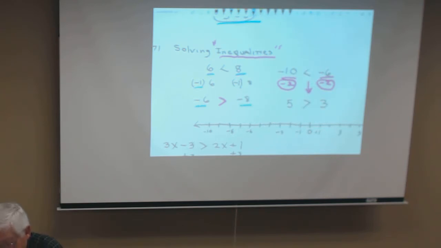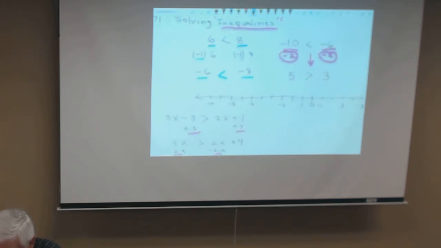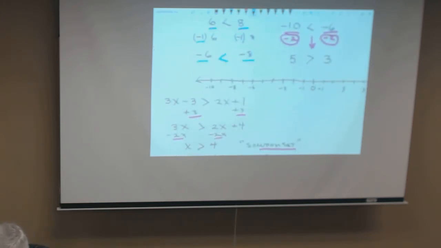Is -6 less than -8? Look at a number line. Here's -6. Here's -8. -8 is less than, to the left of, -6, which means -6 is greater than -8. But this says -6 is less than -8.